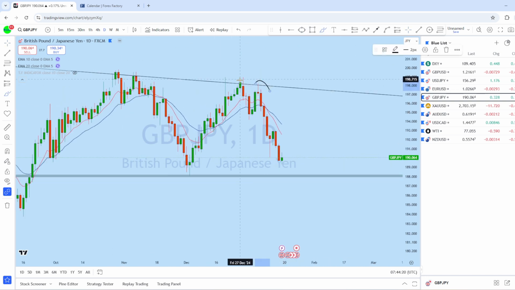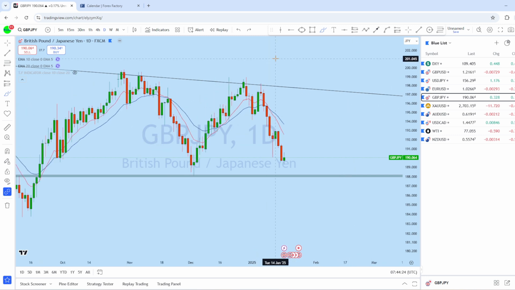Now looking at the daily chart on GBP JPY, this is a triple top formation here on GJ, and with the triple top from the daily, we can see a very strong downtrend starting from here: a big drop, pullback, another drop.